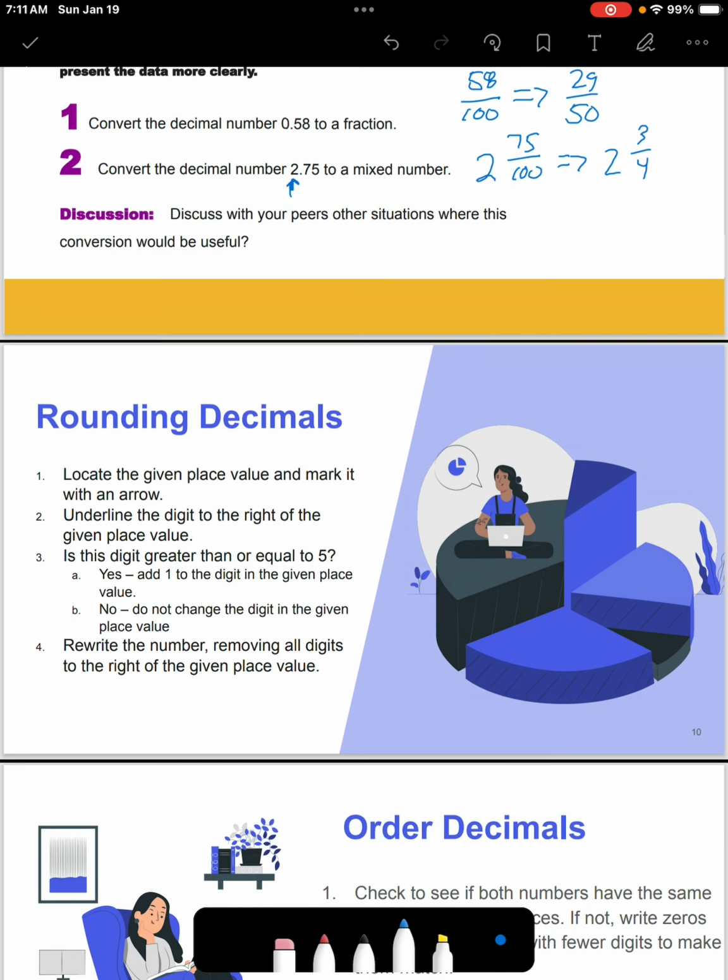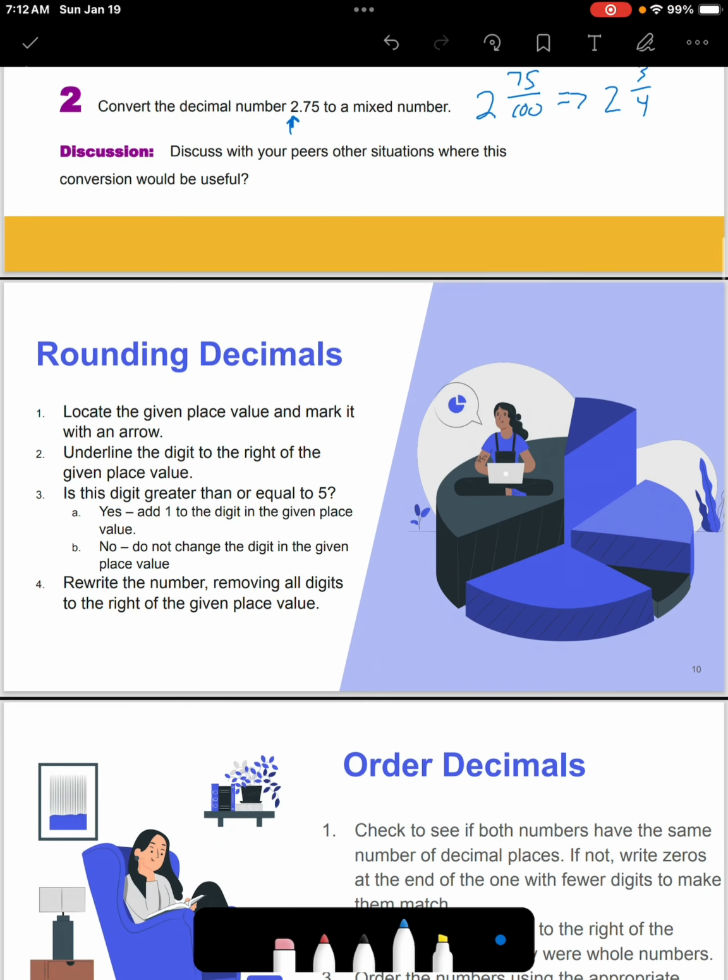Let's talk a little bit about rounding. Locate the given place value and mark it with an arrow. So let's say we're going to look at 3.1457. We're going to round it to the nearest hundredth. So we're going to look at the 4 right there. We're going to round it to this spot right here.